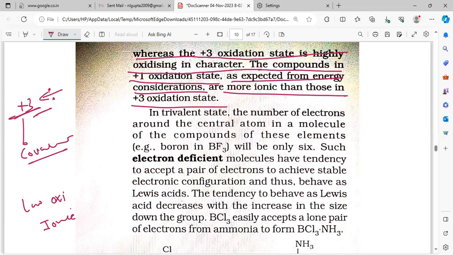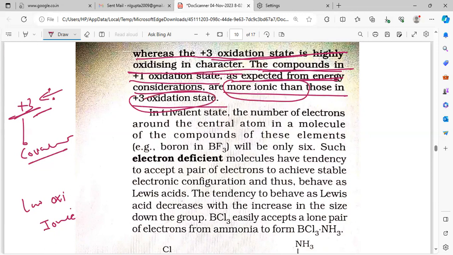So according to Fajans' rule, it will be covalent. The +3 oxidation state is highly oxidizing, and compounds in the +1 oxidation state are expected, from energy consideration, to be more ionic than those of the +3. So +1 is more ionic.